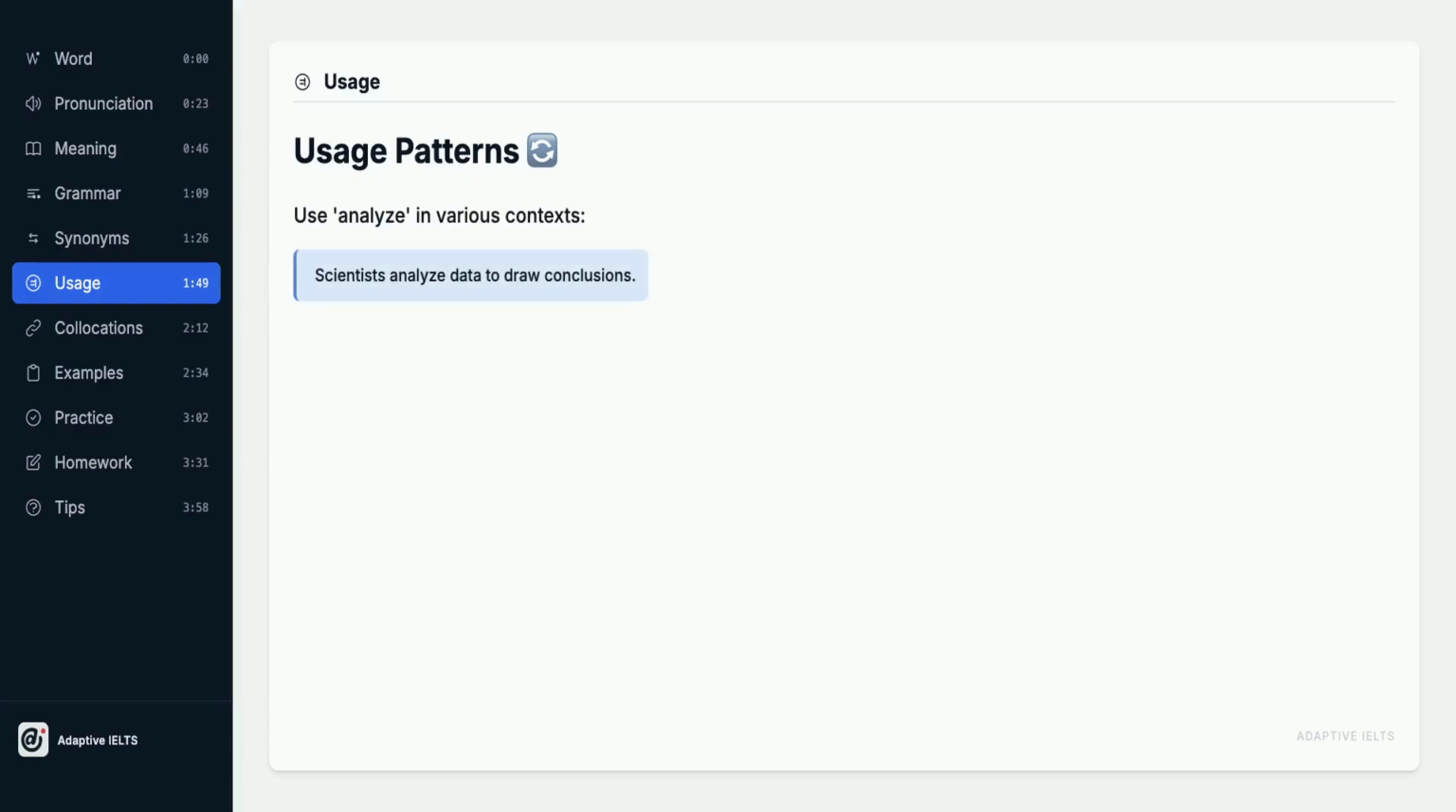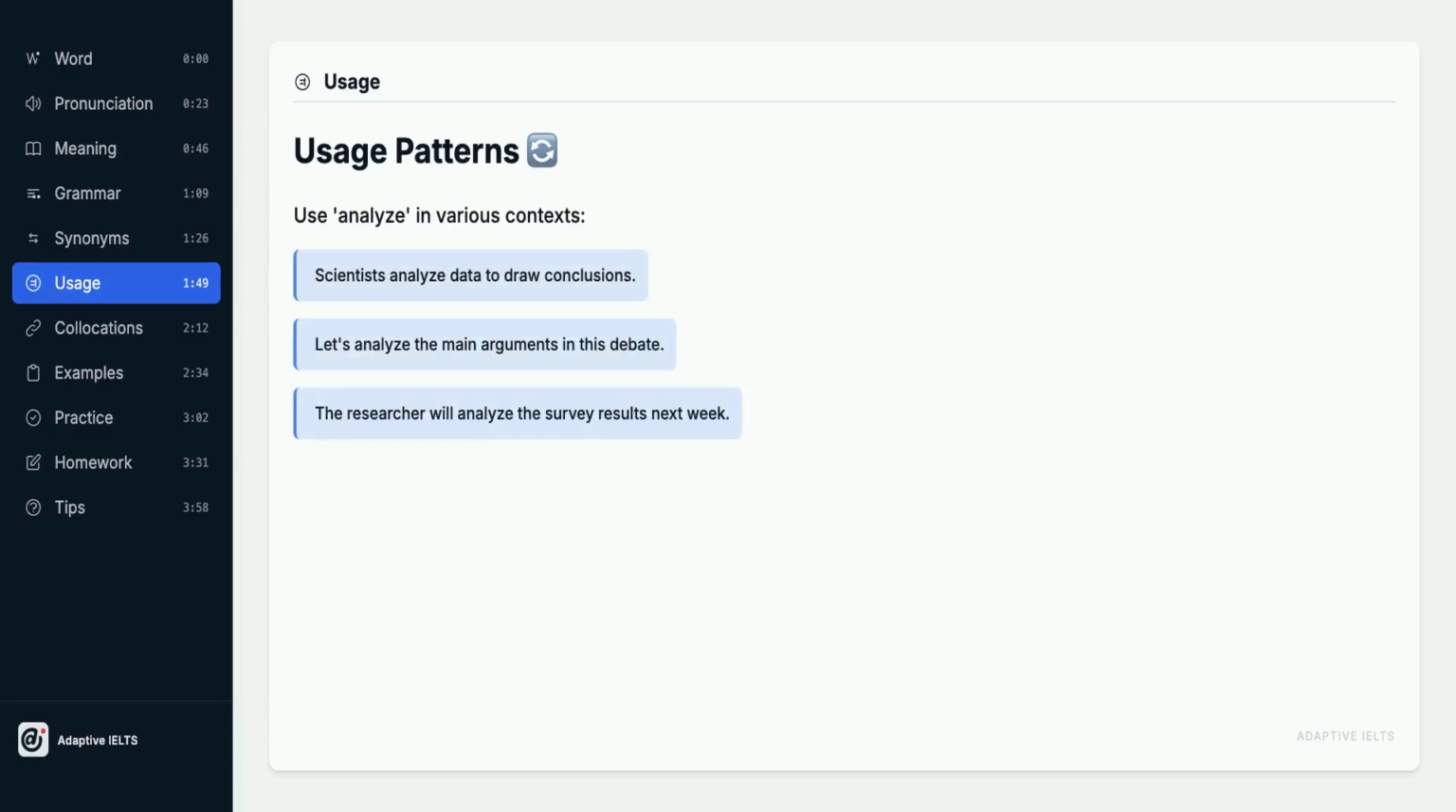Use analyze in various contexts. Scientists analyze data to draw conclusions. Let's analyze the main arguments in this debate. The researcher will analyze the survey results next week. You can also use it with different prepositions. Analyze for, look for. Analyze in terms of, consider regarding. Analyze based on, consider according to.